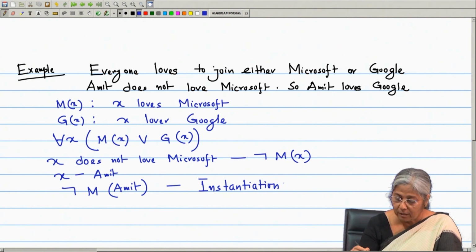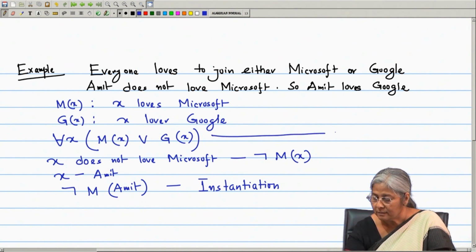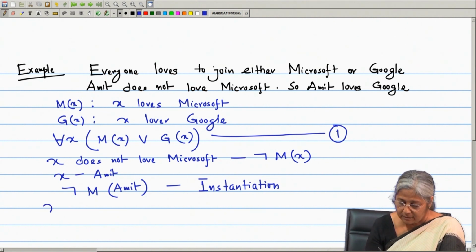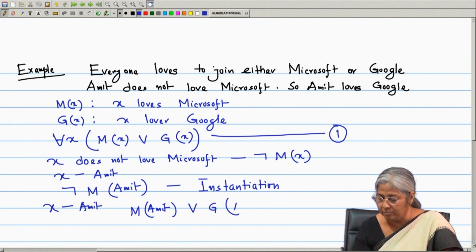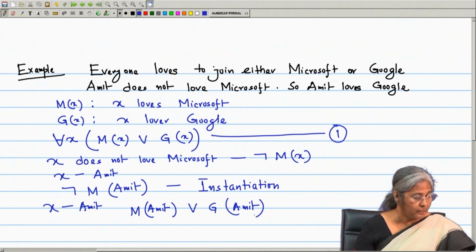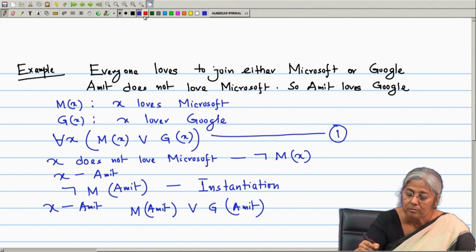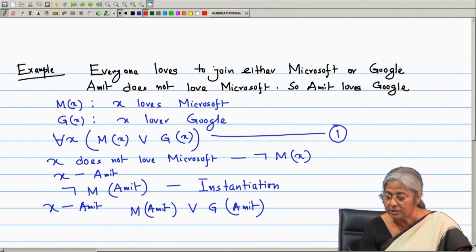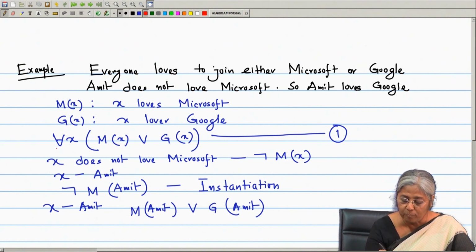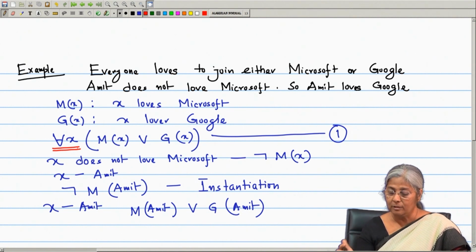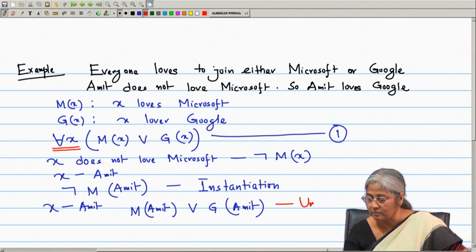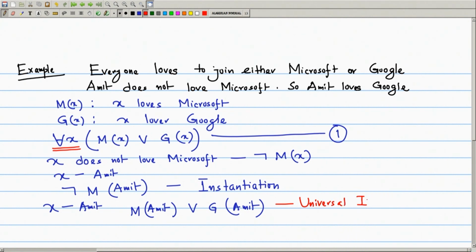Now, if I replace x with Amit using this instantiation, then we get M Amit or G Amit. Here we note that whenever it is instantiated by some specific value, we omit the quantifier. Here it is a universal quantifier that we have replaced. So, it is called universal instantiation.